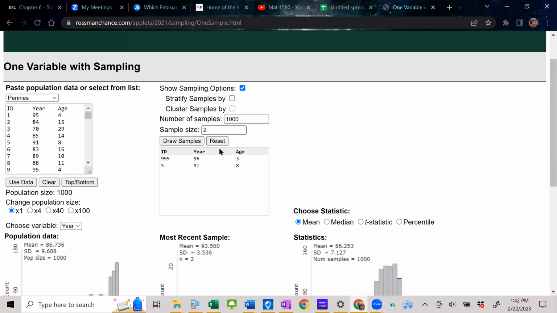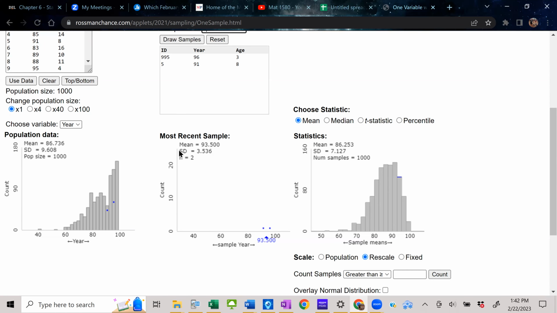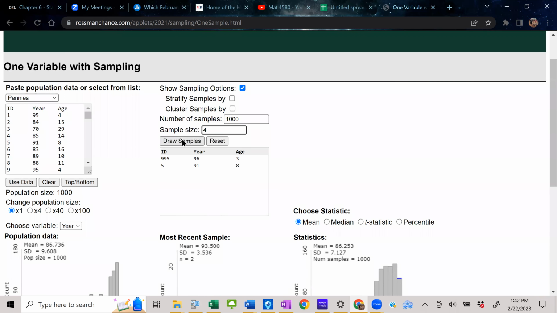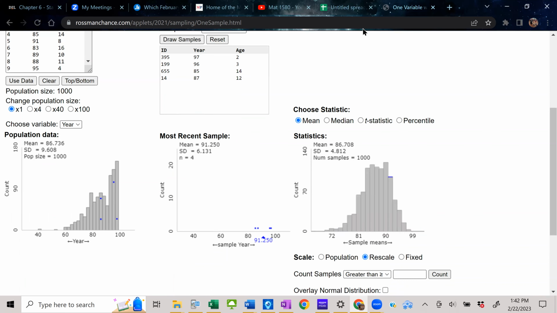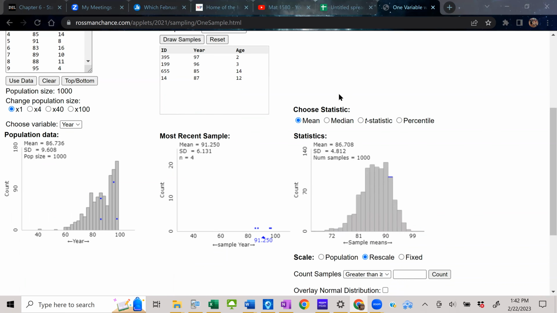Let's increase our sample size a little bit more. And I forgot to make my prediction on the last one, so let me make a prediction on this one. With samples of size 4, I'm expecting that the standard deviation of our new population should be about 4.8. Let's see if I'm right. Not bad, not bad. Same mean, roughly speaking, but different standard deviation. It's pretty close to that 4.8 that I expected.